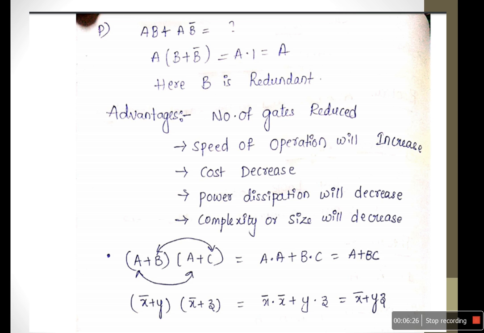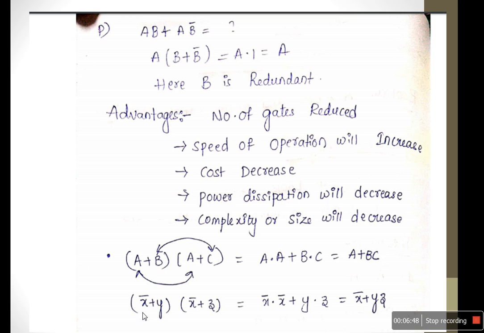So we will discuss some more points. Here, (A + B)(A + C) can be written as A·A, A·C, B·A and B·C. So A·A is A, and we get A + BC. I am reducing this expression into A + BC.